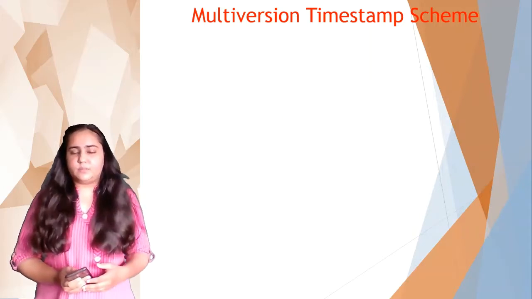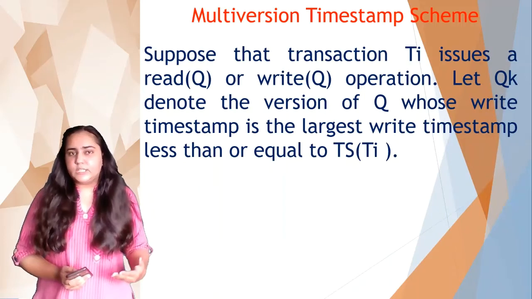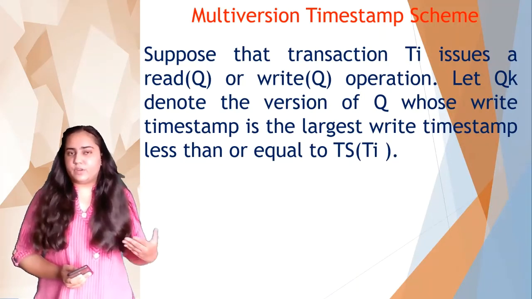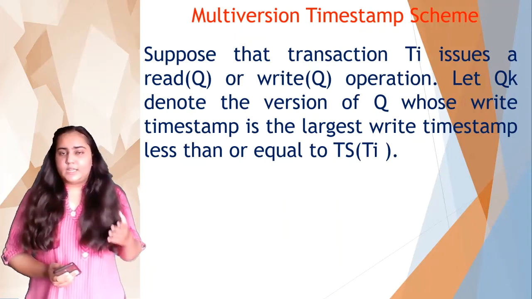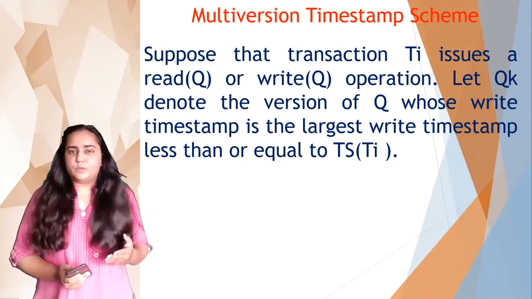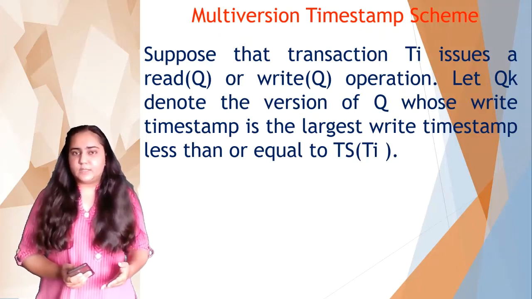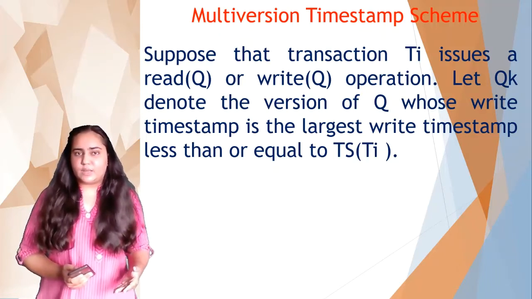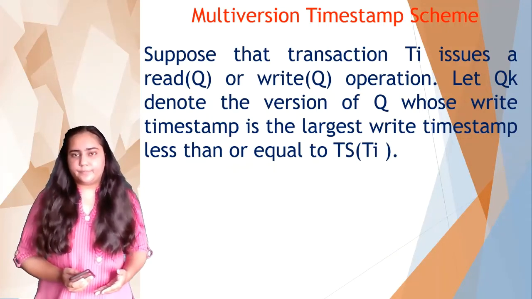Now how the scheme is applied, we are going to see that. Suppose there is a transaction Ti which issues a read Q operation or a write Q operation. Then let us also use QK to denote the version of Q whose write timestamp is the largest write timestamp less than or equal to the timestamp of Ti.